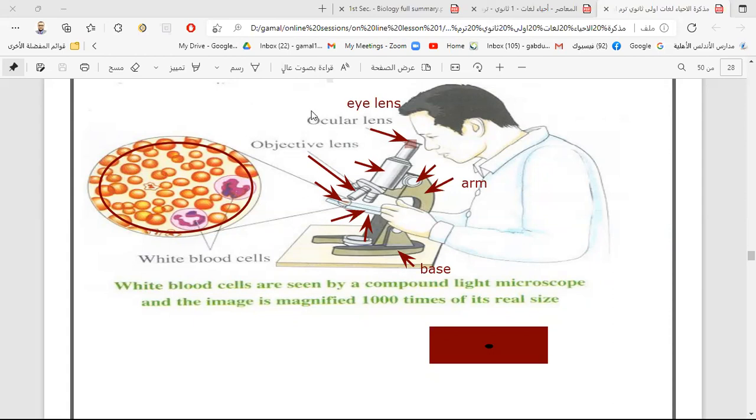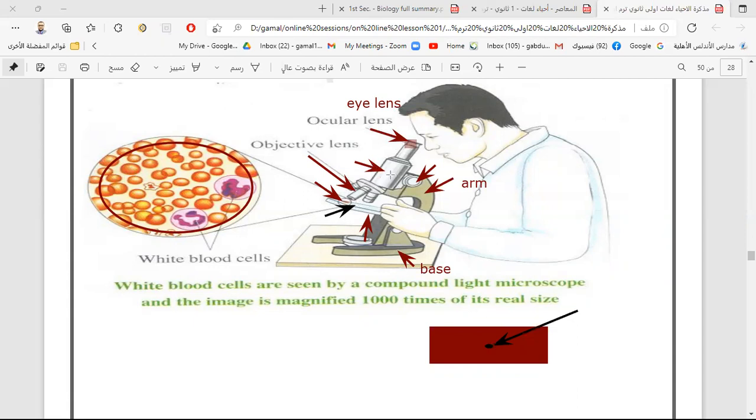This slide you place here on the stage, and the light penetrates the slide because the slide is very thin. It has a very thin thickness, so the light can penetrate it, and now you can look at the eye lens, or the ocular lens. The image is formed by the two lenses: the objective lens, which is nearer to the object, and the eye lens, which is nearer to your eye.